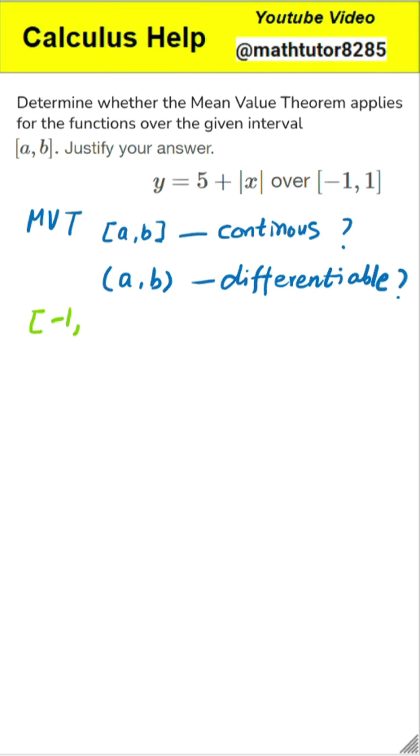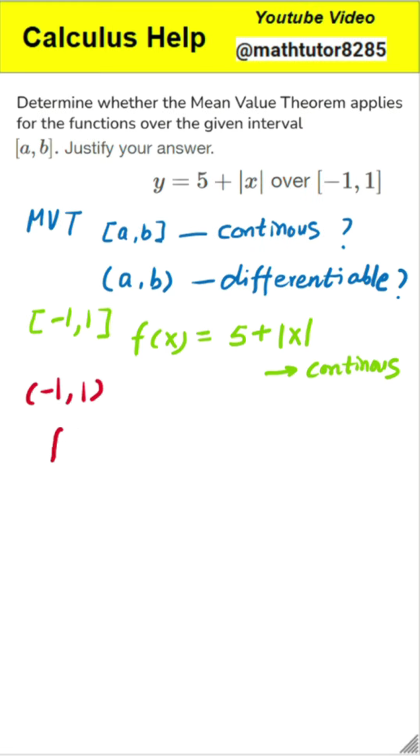Next step is to check continuity on the interval from -1 to +1. The function y equals 5 plus the absolute value of x is continuous everywhere, including this interval, because absolute value functions do not have any breaks, jumps, or holes. So continuity is satisfied. Next step is to check differentiability on the open interval from -1 to +1.